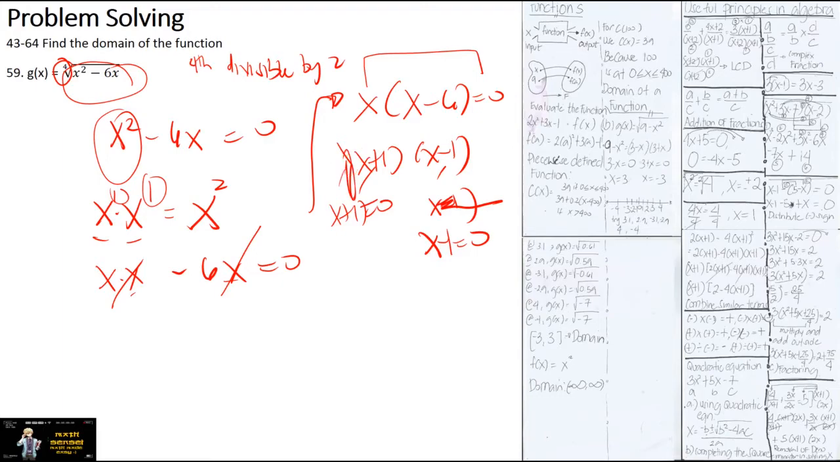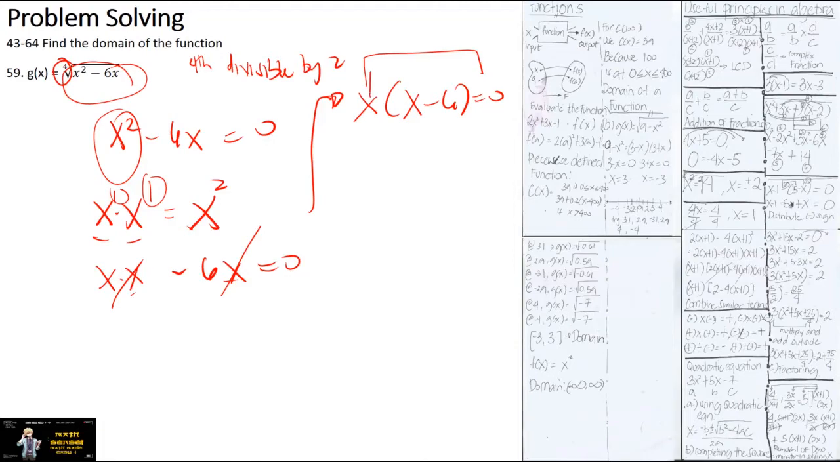So ulit. Madaling sabi, ito, equate mo sa 0 kasi factor yan eh. x is equal 0, so automatic 0. x minus 6 is equal to 0. Transpose lang po, x is equal to positive 6.